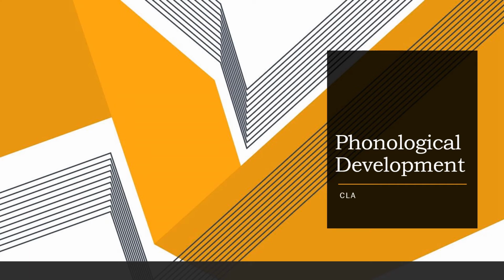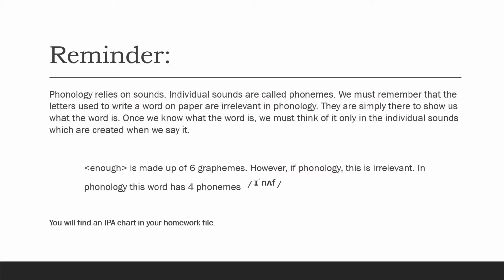This week we'll continue the Child Language Acquisition unit by looking at phonological development. We must remember that when we're in the language level of phonology and phonetics, it is purely about sound, and the individual sounds that we hear in words are called phonemes. Regardless of what a word looks like when it's written down using graphology, using the alphabet, once we say that word out loud, it is the individual sounds that we hear in that word that are relevant in this language level.